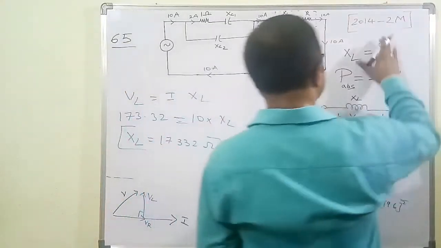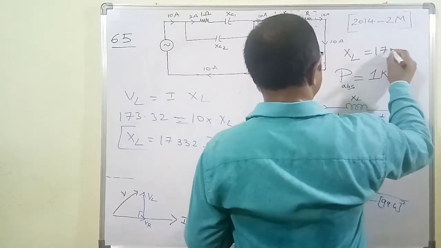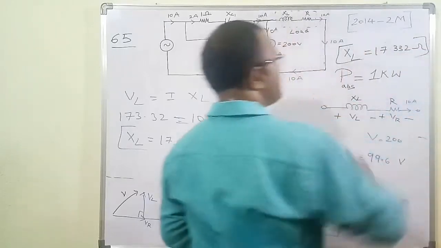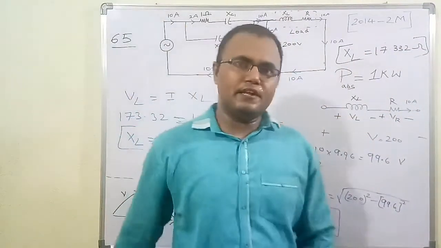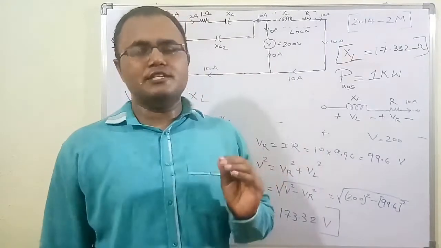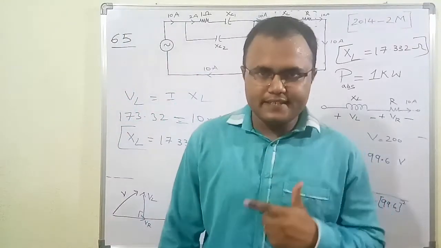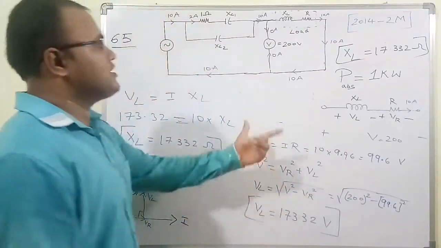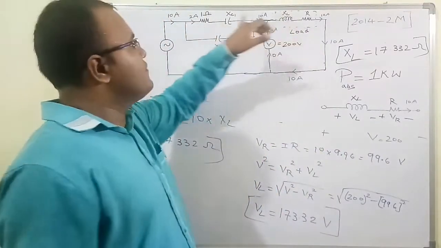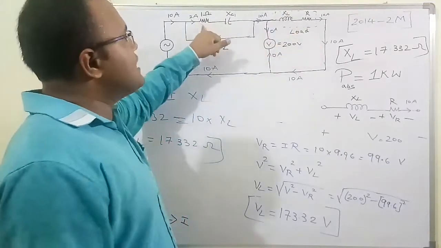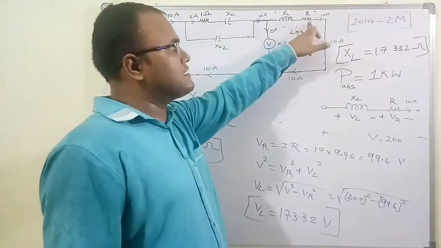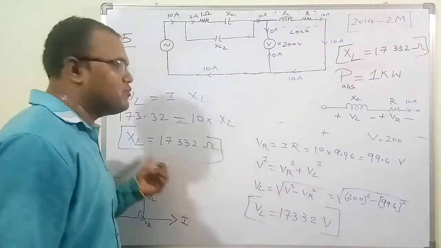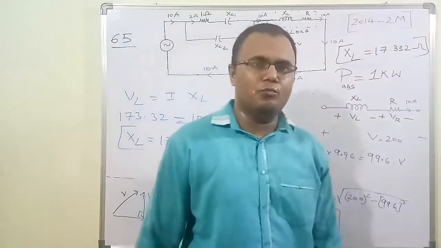So therefore XL is equal to 117.332 ohm. So we finally figured out the concept, and I am telling you again, the active power is only absorbed by the resistors. The inductor and capacitor won't consume any active power. So the active power is absorbed by two resistors, resistor 1 and resistor 2. The current in resistor 1 is 2 ampere and the current in resistor 2 is 10 ampere. So by all these calculations, we got the value of XL as 117.332 ohm.